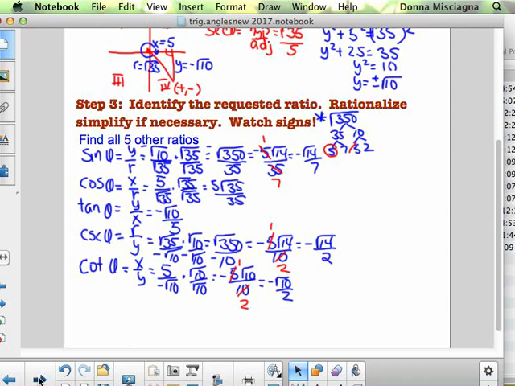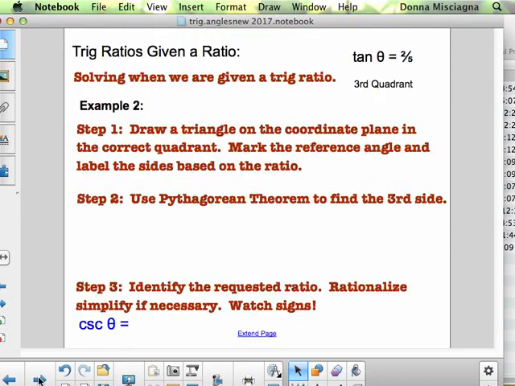All right, this time we are given tangent and in the third quadrant. All right, so this is the first quadrant, this is the second quadrant, this is the third quadrant, this is the fourth quadrant. In our triangle, our reference triangle, maybe I'll put them in another color. So, all right, so actually let me do that better.